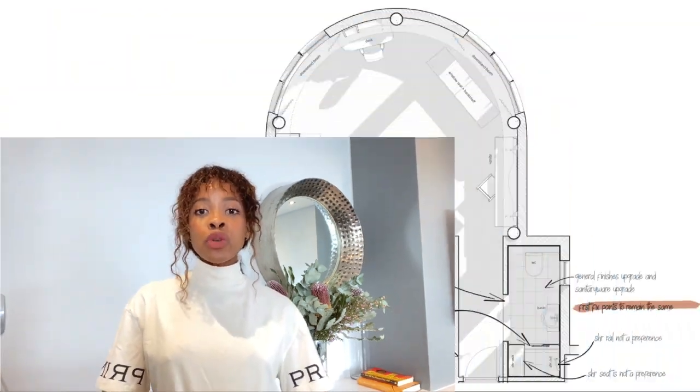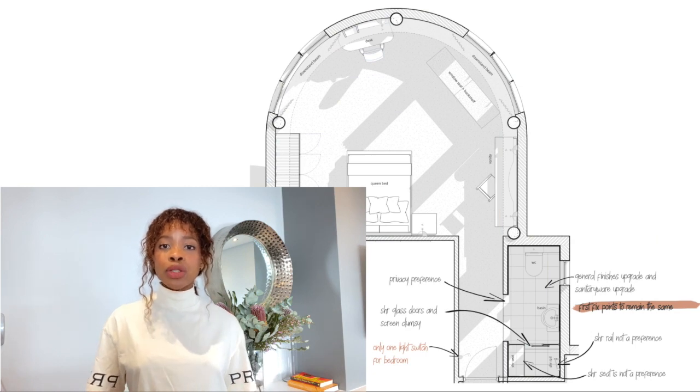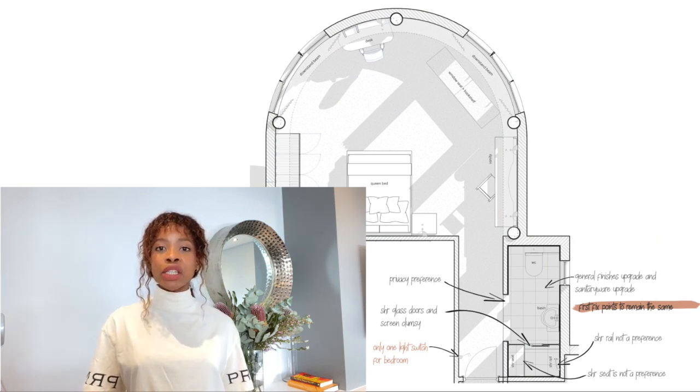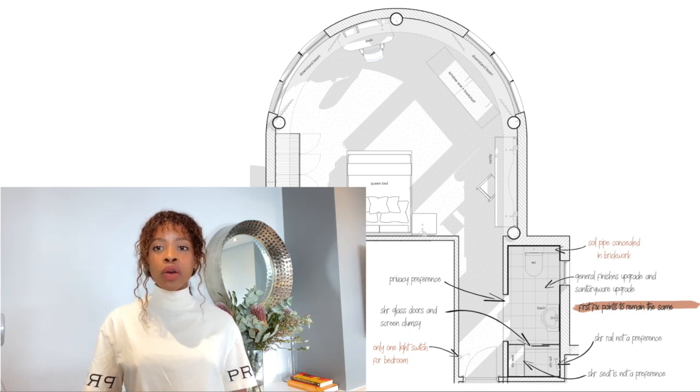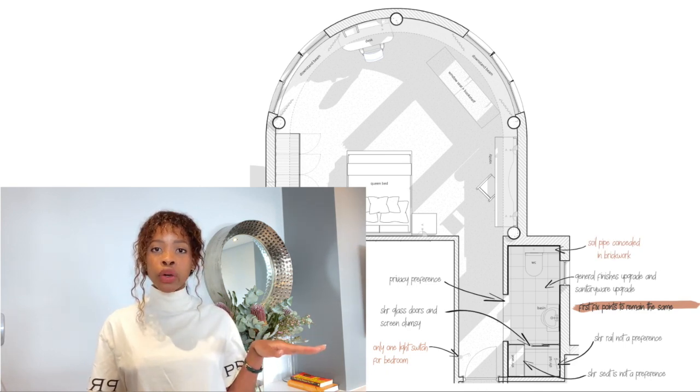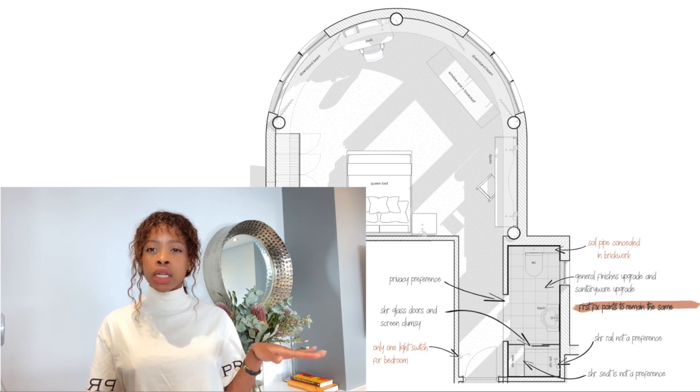I'm just going to highlight the elements that I found were very annoying or that I really wanted to change or upgrade. If we move into the bathroom, I really was annoyed that I had this little bricked up portion next to my toilet. It was a very low portion of brickwork. I would say it was about 300 high or 350 high. I think this brickwork was there to conceal the soil pipe.